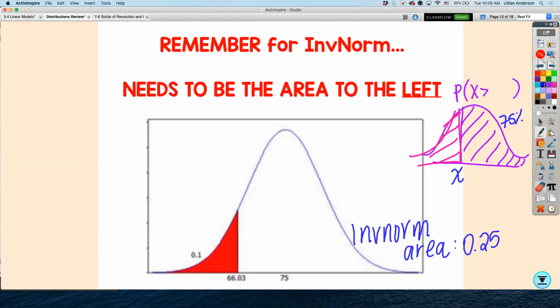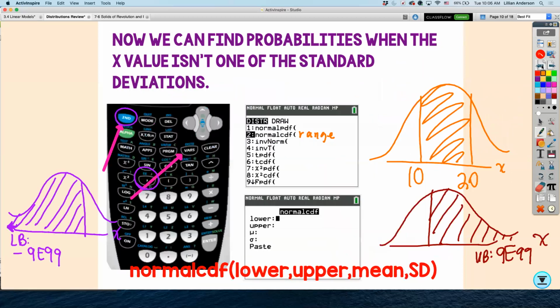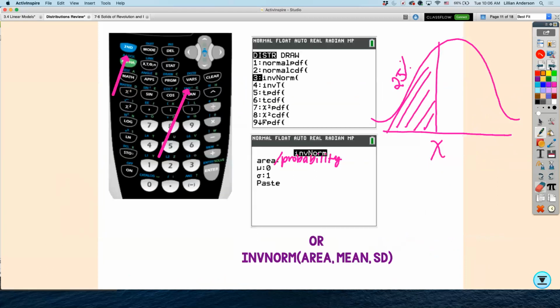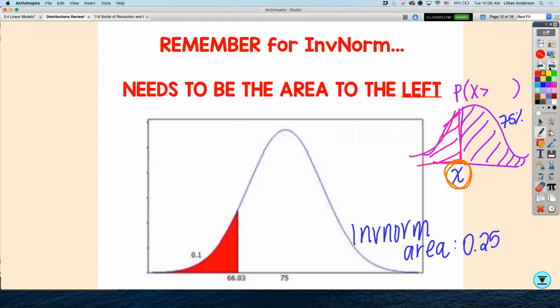That was for inverse norm. Inverse norm is used again to find an X value, where normal CDF is used to find a probability. So you always use the probability on the left when you're doing inverse norm, yes. You always use the probability on your left when you're doing inverse norm. Some of you do have the option to say left or right. If that's the case, then you just select it and you don't have to worry about this, but the majority of us don't have that option.